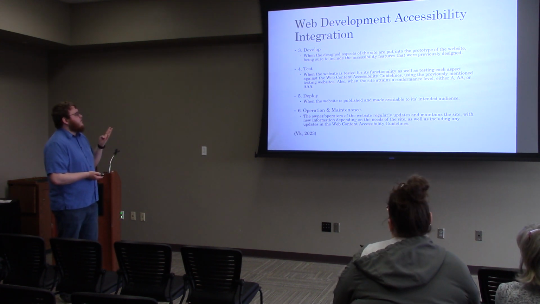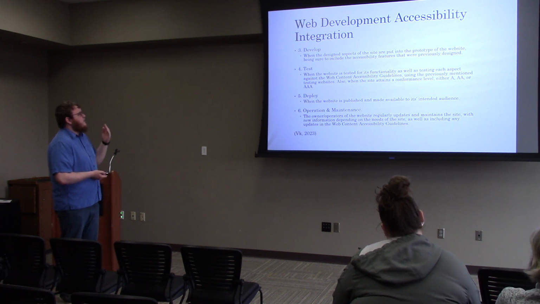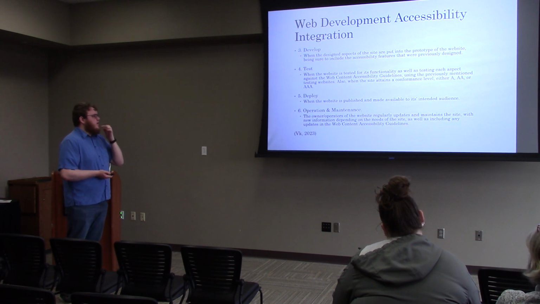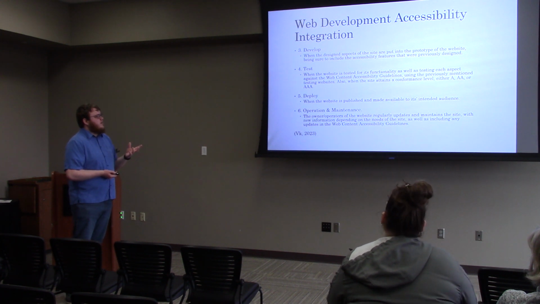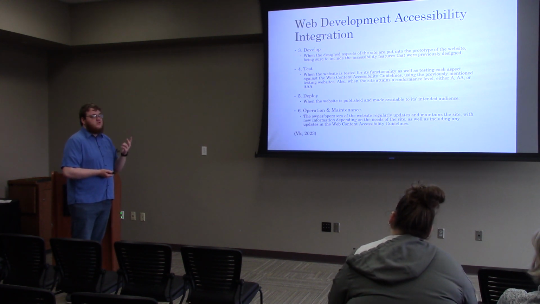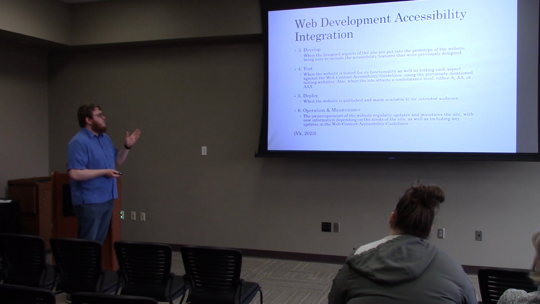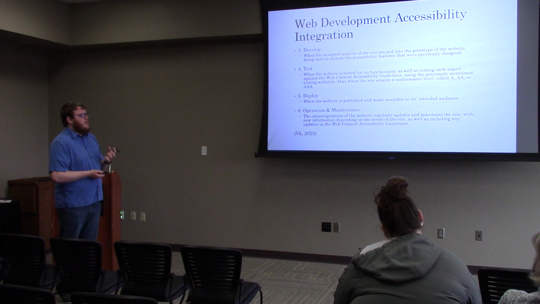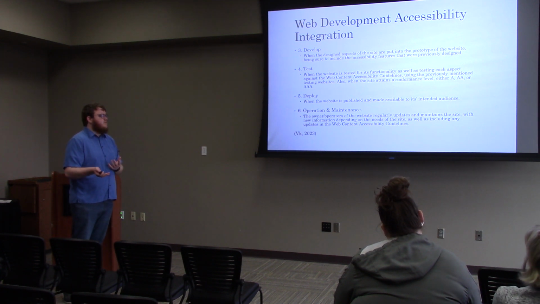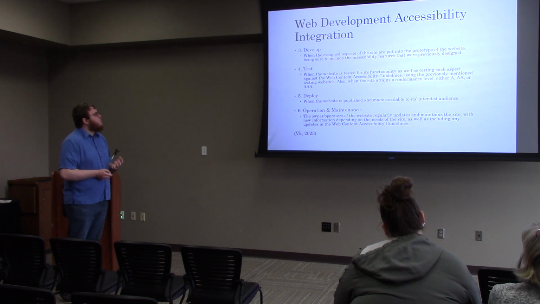Step 4, testing. This is when the website is tested for its functionality, as well as testing each aspect of the web content accessibility guidelines using the previously mentioned testing websites. This is also when the site attains its conformance level, either A, 2A, or 3A. Step 5, deploy, when the website is published and made available to its intended audience. And then step 6, the owners or operators of the website regularly update and maintain the site with new information depending on the needs of the site, as well as including any updates in the web content accessibility guidelines.